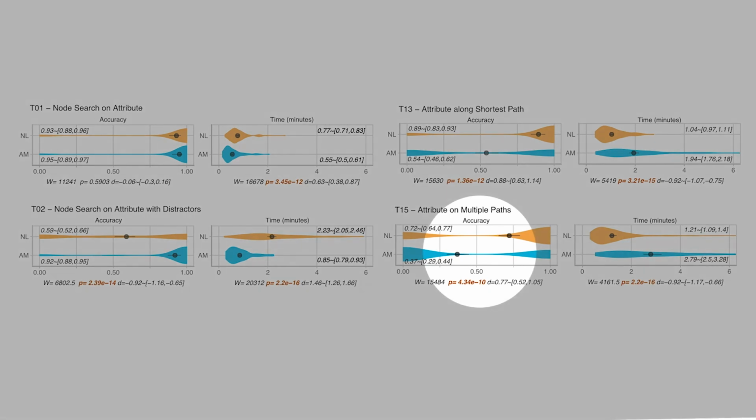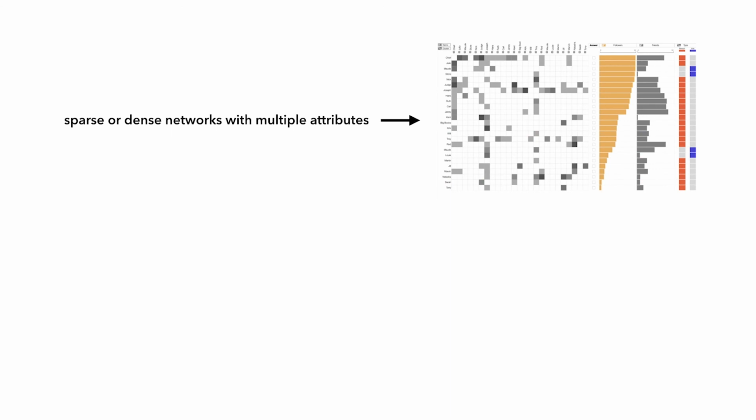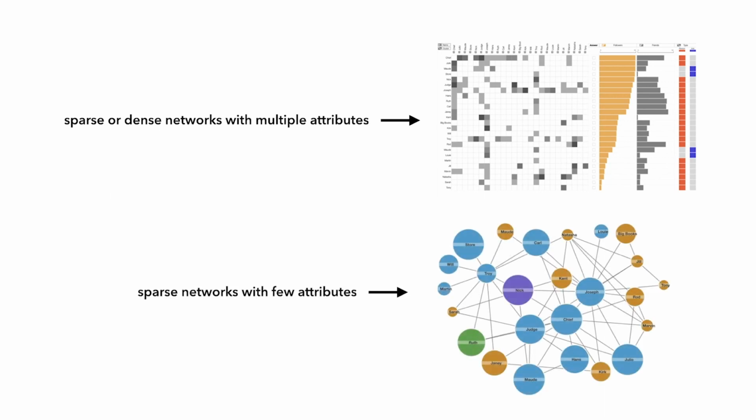We leveraged these results to propose a set of design guidelines for interactive systems supporting multivariate network exploration. For example, for networks with multiple attributes that need to be analyzed simultaneously, we recommend a design similar to our adjacency matrix. For sparse networks with few attributes, we recommend a node link diagram with color and size encodings.